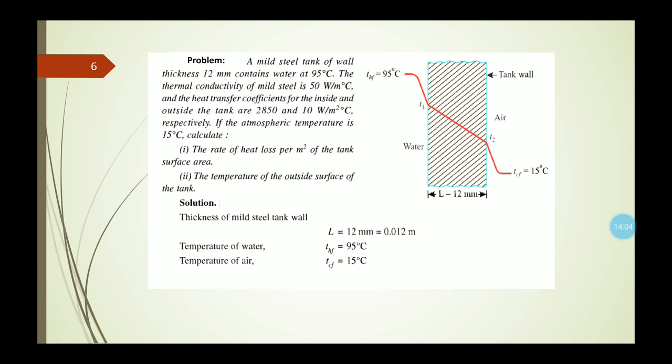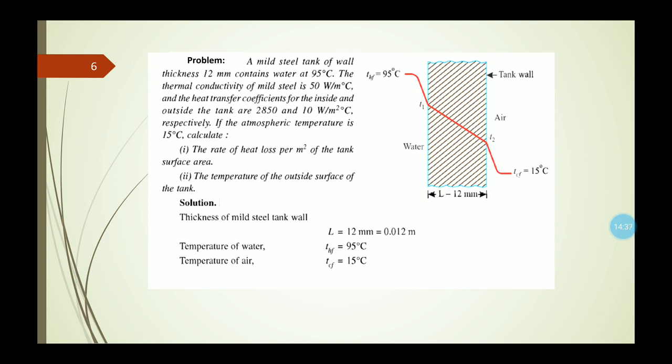Let us first write what are the things given in this question. The total thickness of this mild steel tank is given as 12 millimeter, which is 0.012 meter. The temperature of water, that is the hot surface here, is given as 95 degrees centigrade, and the temperature of air, which is the cold surface or cold fluid here, is given as 15 degrees centigrade.